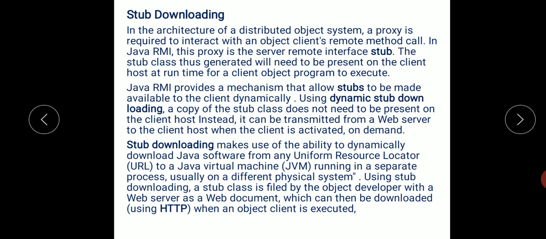Using dynamic stub downloading, a copy of the stub class does not need to be present on the client host. Instead, it can be transmitted from the web server to the client host when the client is activated on demand.